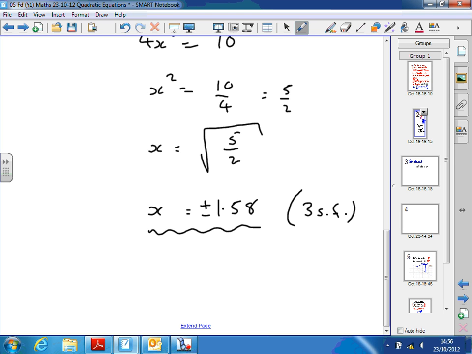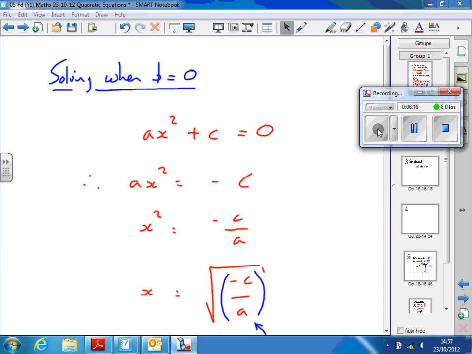The reason for that is, if I square 1.58, I'm going to get 5 over 2. If I square negative 1.58, I'll get the same answer. Whenever you square root a number, the answer can always be positive or negative, because once we square, it's going to end up being positive regardless of the sign before I square it. So going back the other way, we can never tell whether it was positive or negative before. So that gives us our two solutions, x equals plus or minus 1.58.